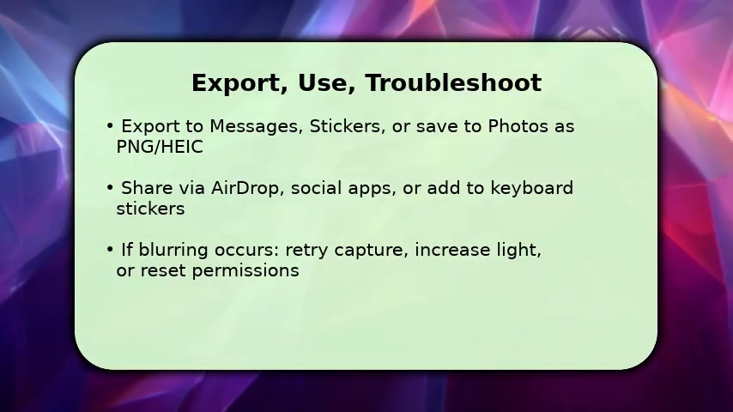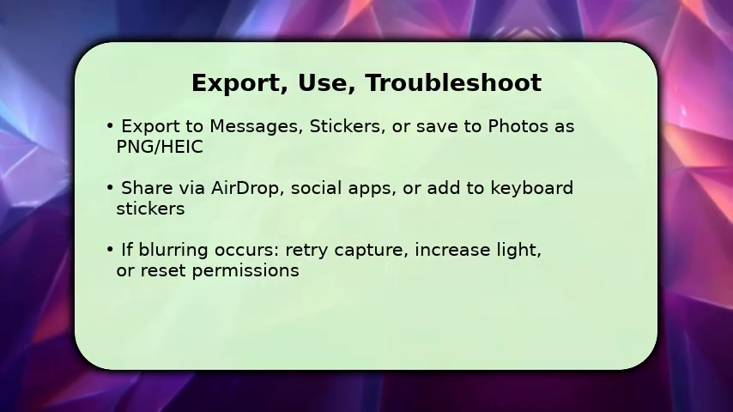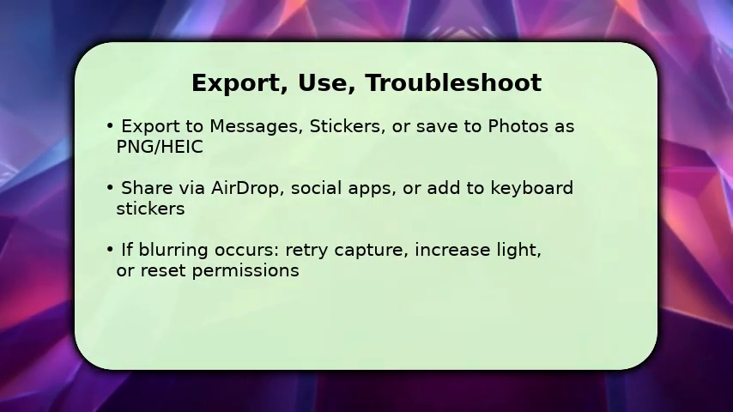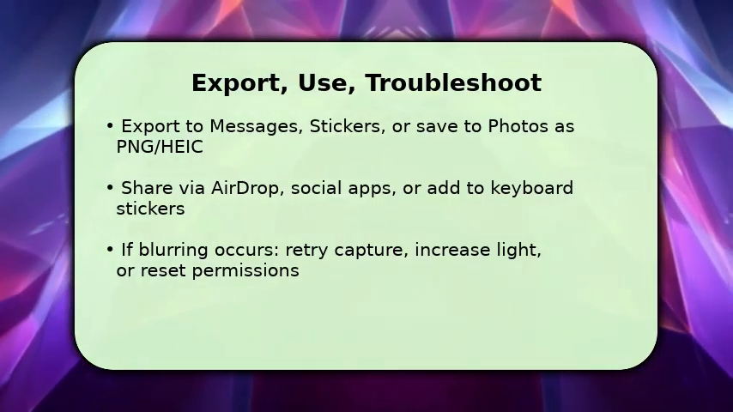If generation fails or output looks blurry, retry the capture with brighter, even light. Ensure the camera lens is clean or reset Genmoji permissions in Settings. One quick retry often resolves model hiccups. That completes the workflow. Use and iterate.